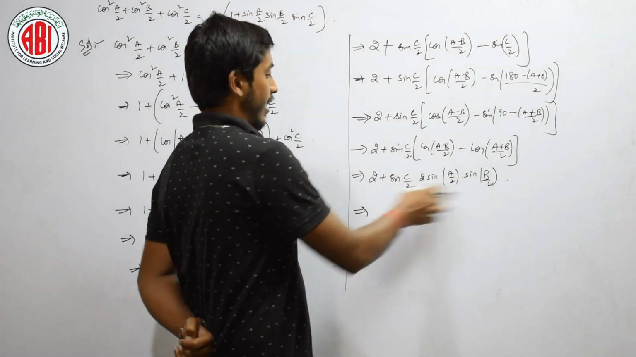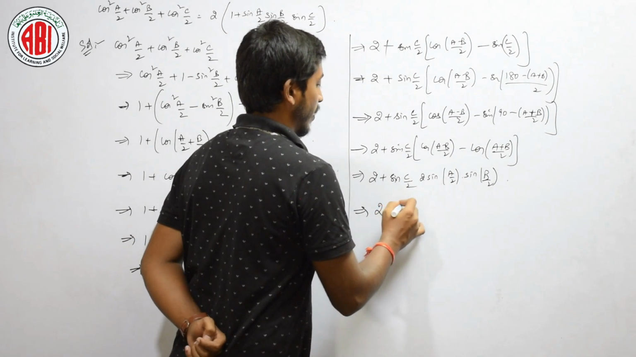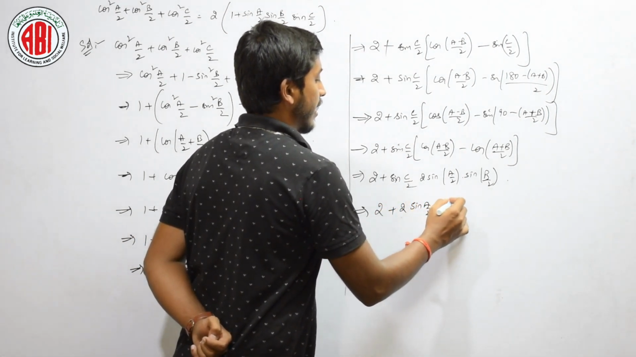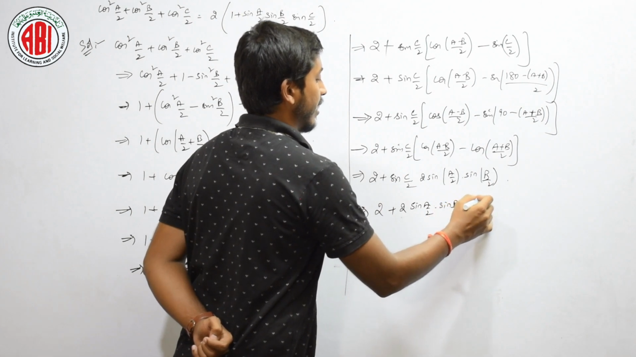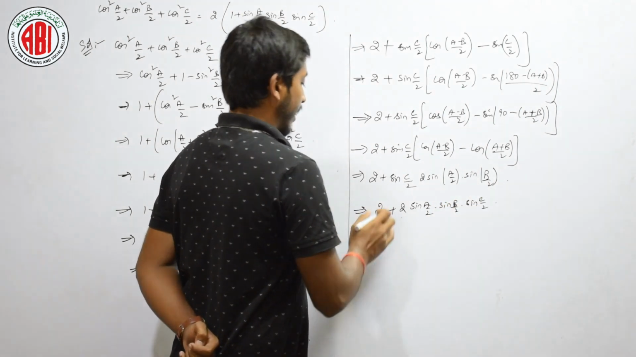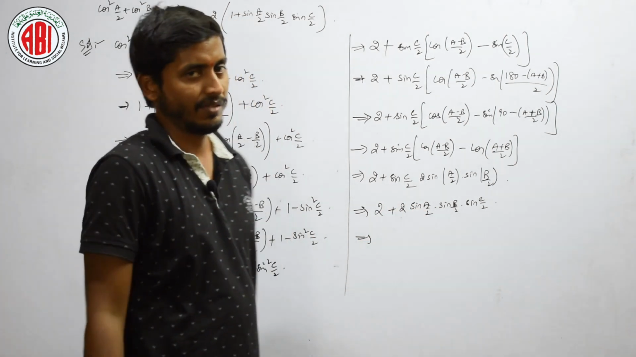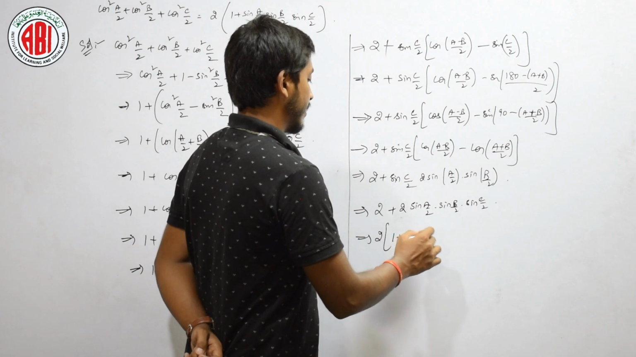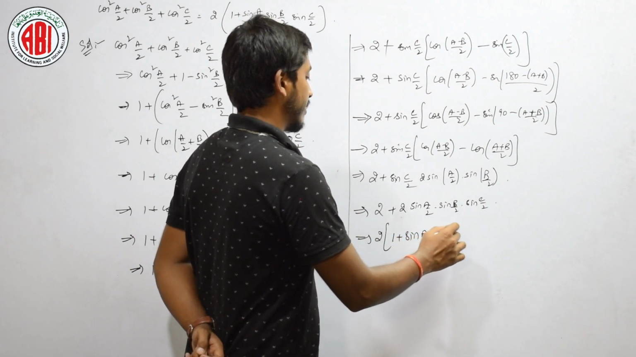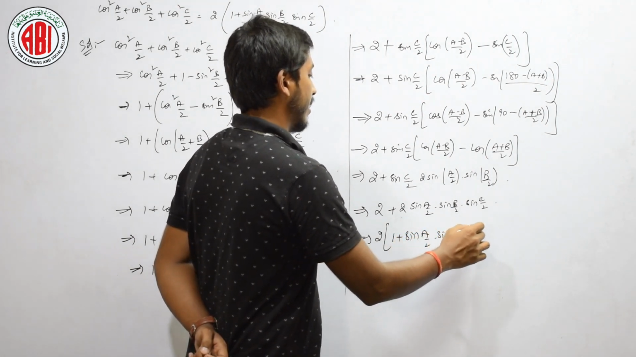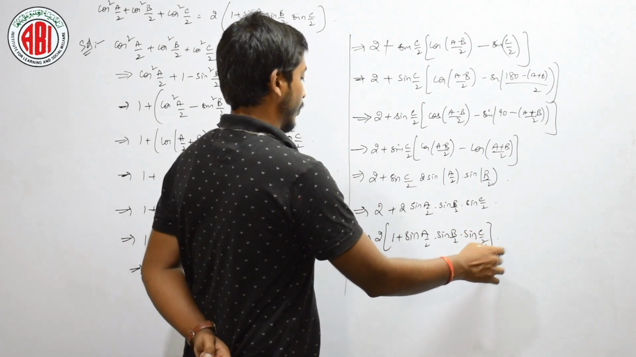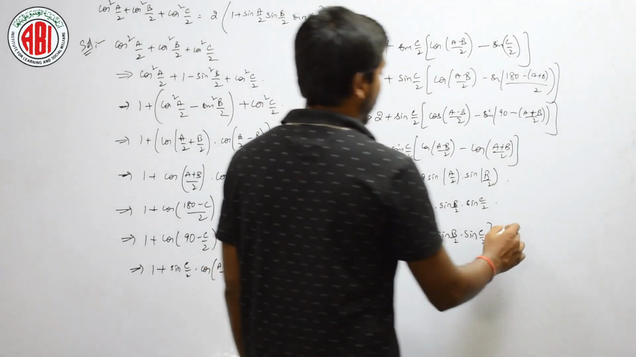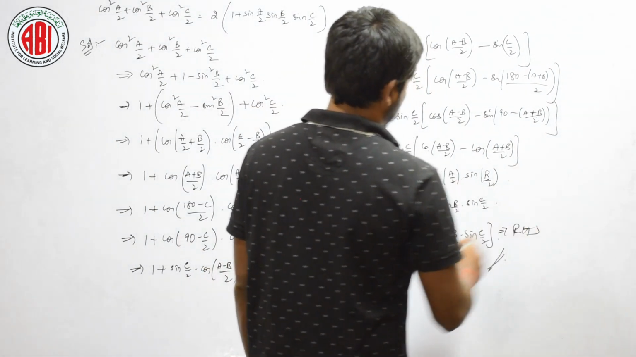Let us write everything in an order. This will become 2 plus 2 sin a by 2 sin b by 2 into sin c by 2. Can I take 2 common from both the terms? Yes, we can write. This will become 2 into 1 plus sin a by 2 sin b by 2 sin c by 2. Are we getting the same thing? Right? This is nothing but RHS.